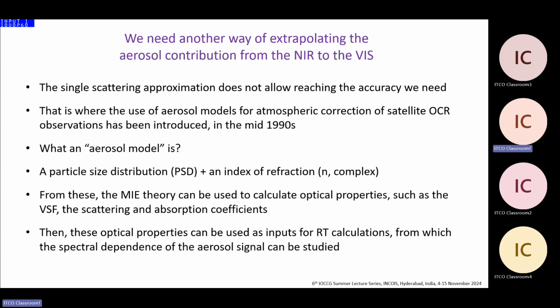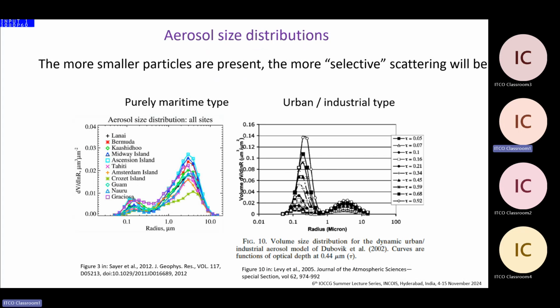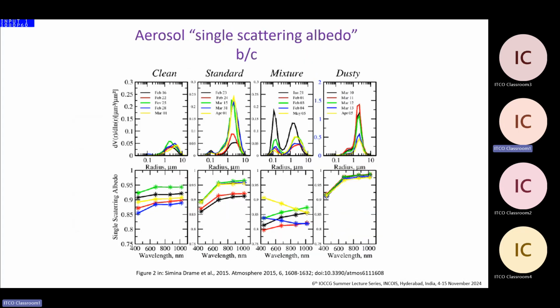What an aerosol model is, again, is just a particle size distribution and a refractive index. From this, Mie theory can be used to calculate all the optical properties, and then you can generate lookup tables or directly calculate your signal. That's what we have seen before, so it's just a reminder. The particle size distribution, very different between models, is really the critical information to include.